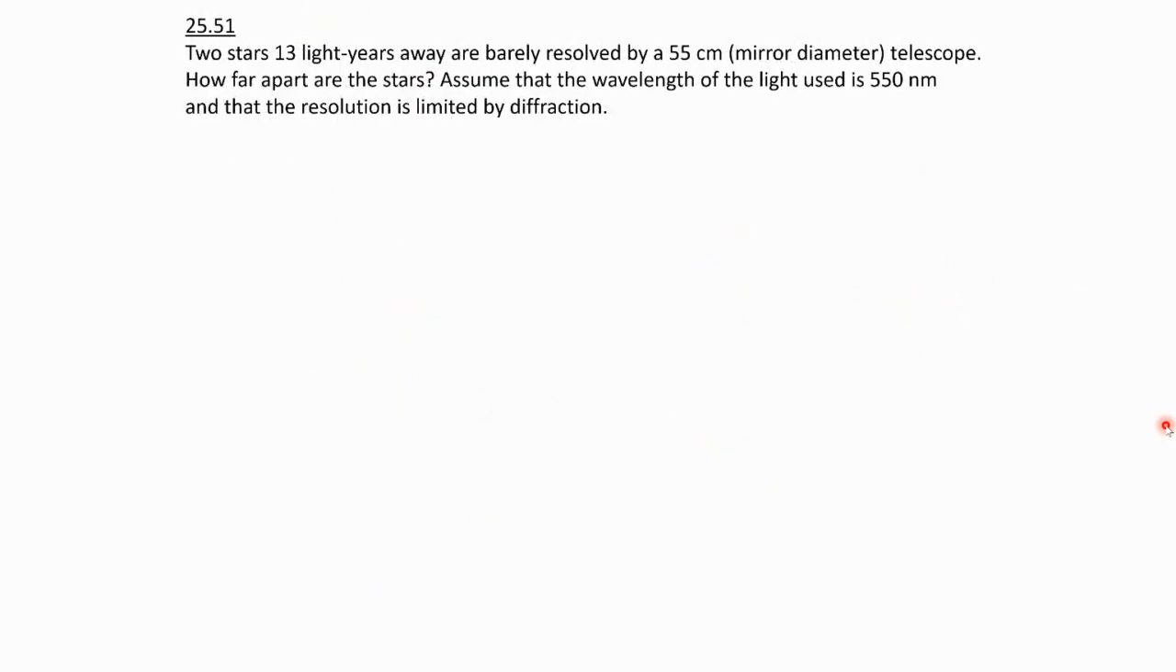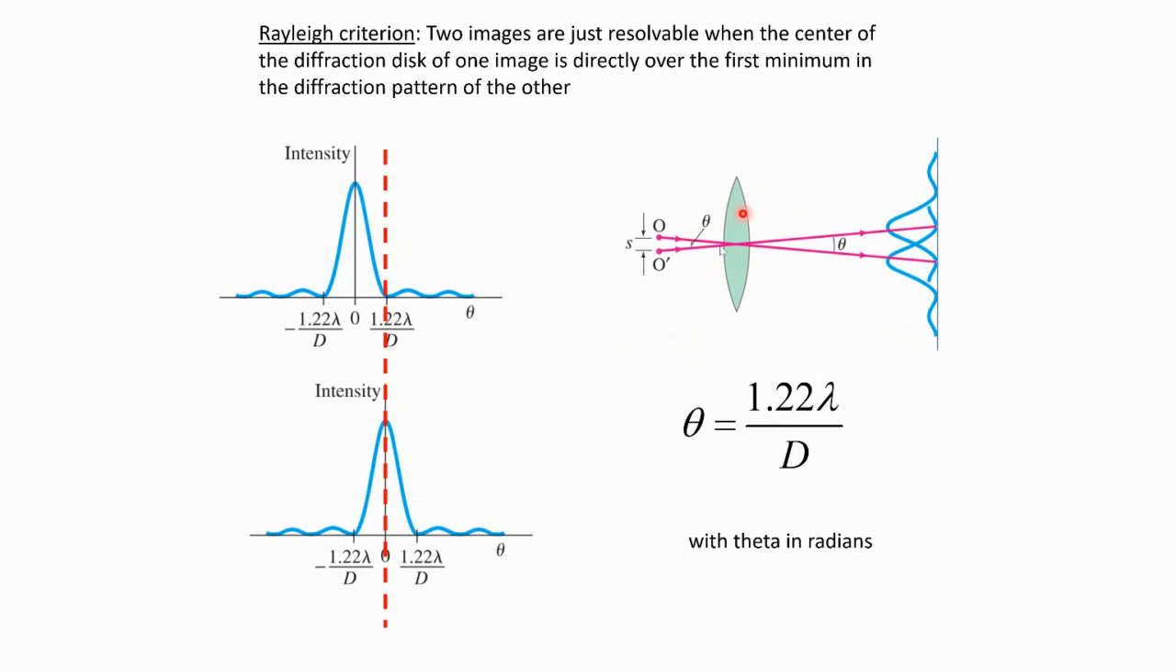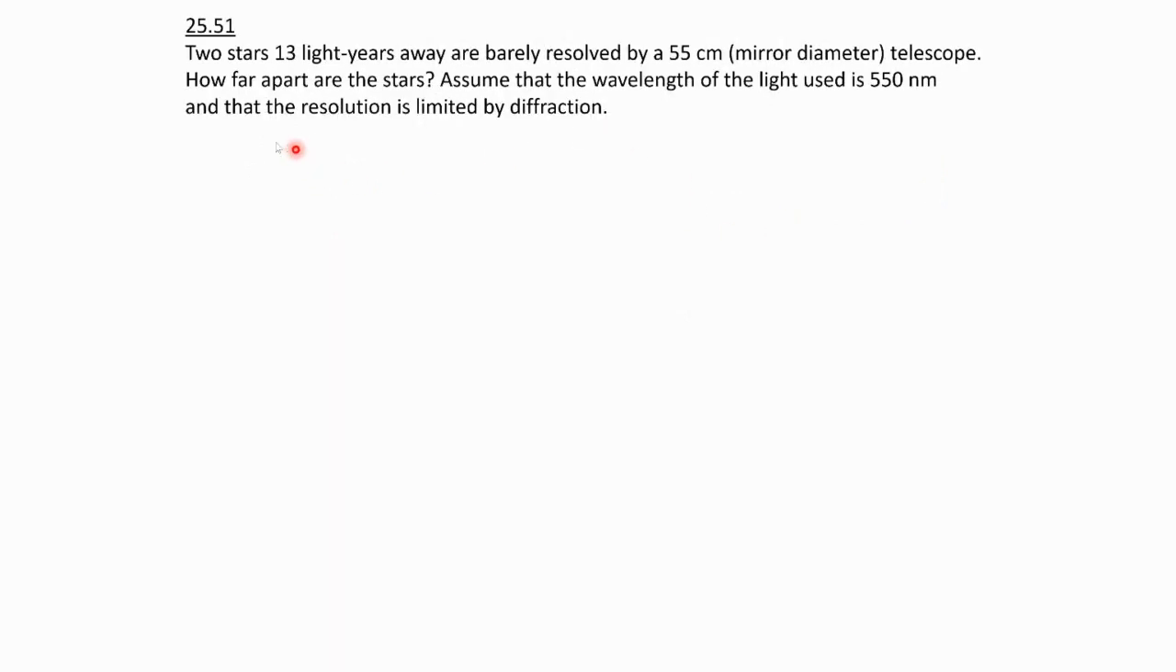All right, so let's do a couple of examples in the remaining time. The first one is to just clarify the meaning of this Rayleigh criterion. Two stars 13 light years away, so very far away, are barely resolved by a 55 centimeter telescope. It's a mirror telescope, but never mind, and we can treat it as basically this situation. This object here is the telescope. So the question is, how far apart are the stars? We know how far away they are, but how far apart are they from each other? They're barely resolved as being two separate stars by this telescope.